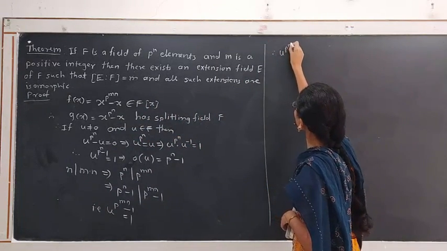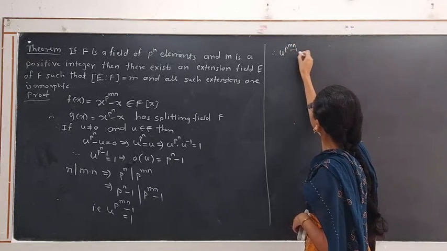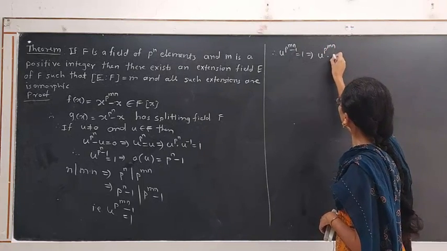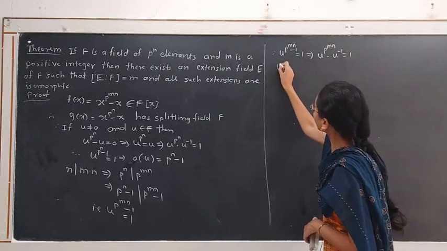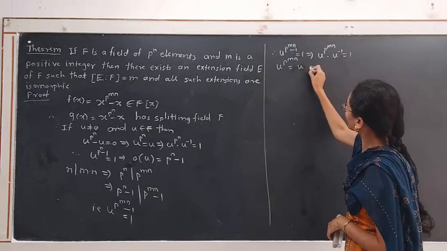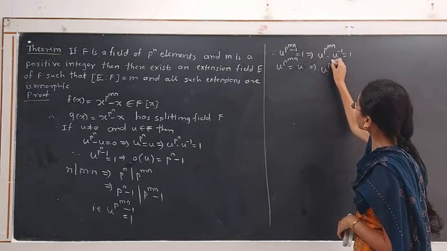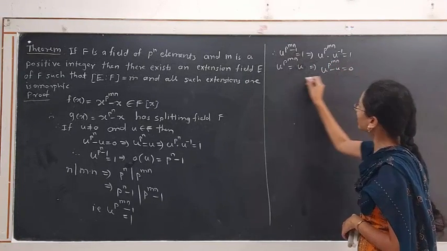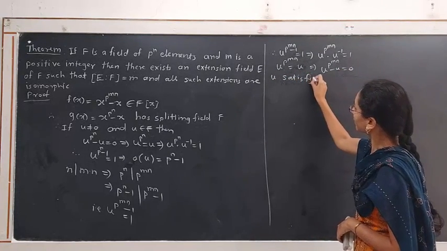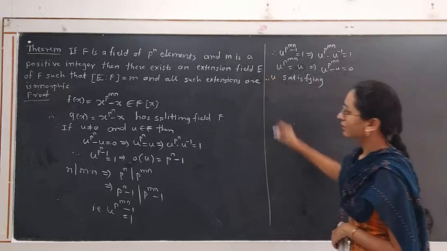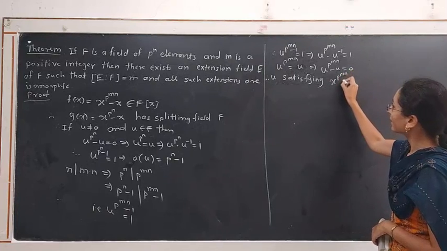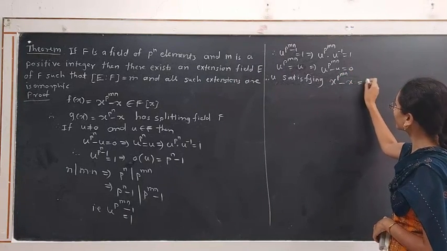U raised to p raised to mn minus 1 is equal to 1 gives u raised to p raised to mn into u raised to minus 1 is equal to 1. That is, u raised to p raised to mn is equal to u. This implies u raised to p raised to mn minus u is equal to 0. Hence, u satisfies the polynomial f(x), u satisfying the polynomial x raised to p raised to mn minus x is equal to 0.